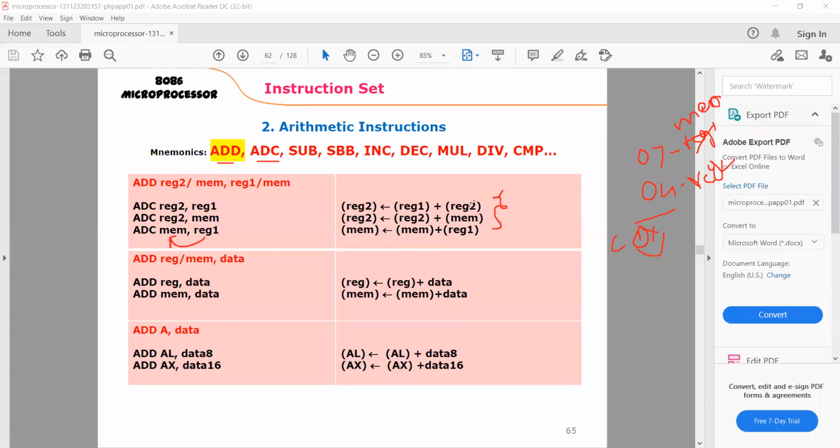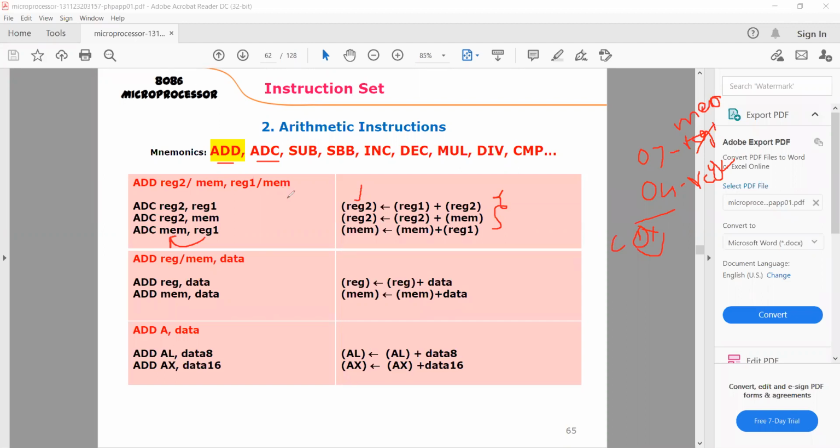In the first instruction, the data present in the two registers will get added, and the result will be stored where? In register 2. Always you have to remember that the destination register, or the destination operand, will have the result of arithmetic operations. This is one important point that you have to keep in mind.